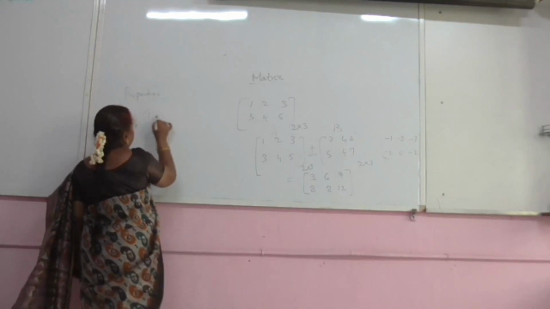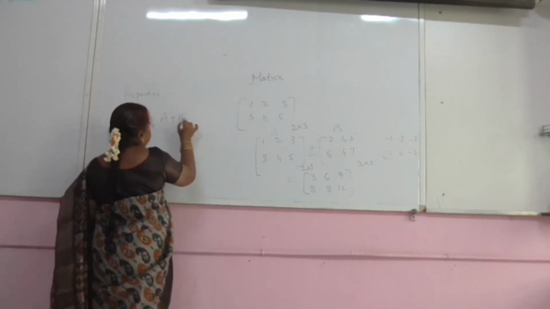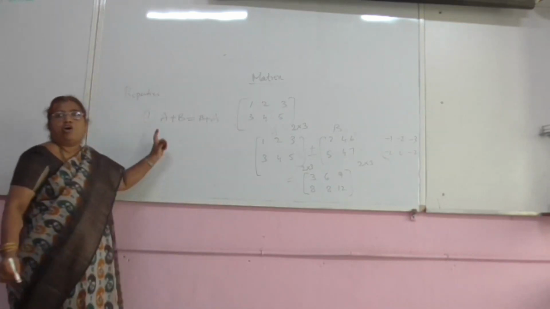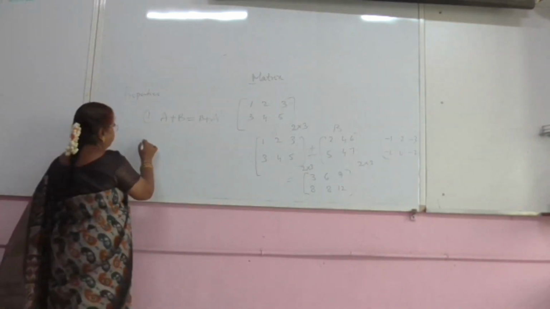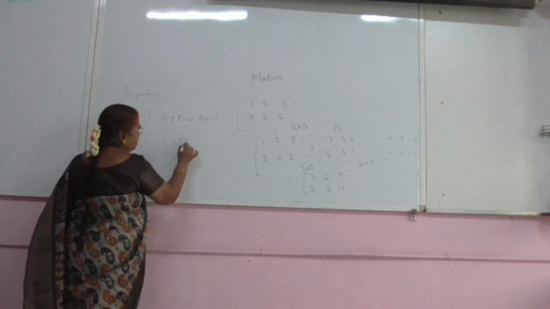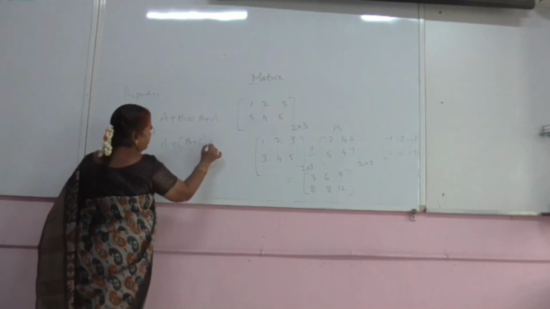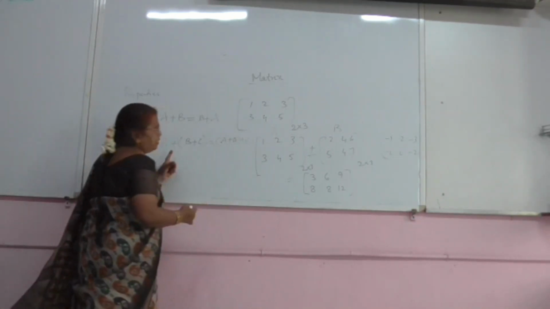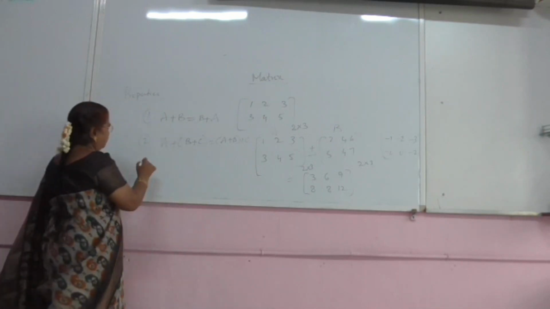This is one property of matrices. A plus B equal to B plus A. This property is called commutative property. Now it follows associative property also. A plus B plus C equal to A plus B plus C. This property is called associative property.